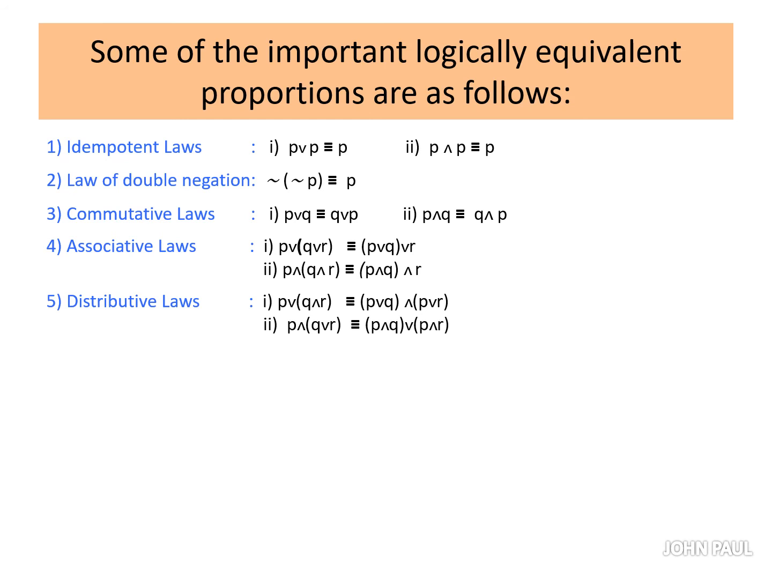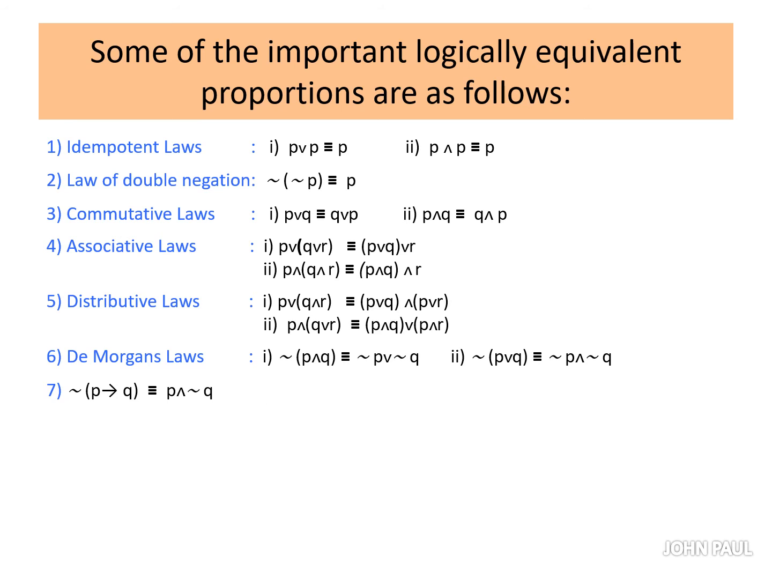De Morgan's laws: negation of (P and Q) is equivalent to negation P or negation Q. Negation of (P or Q) is equivalent to negation P and negation Q. Negation of (P conditional Q) is equivalent to P and negation Q. Negation of (P biconditional Q) is equivalent to P and negation Q.